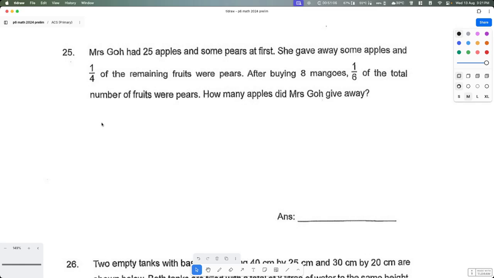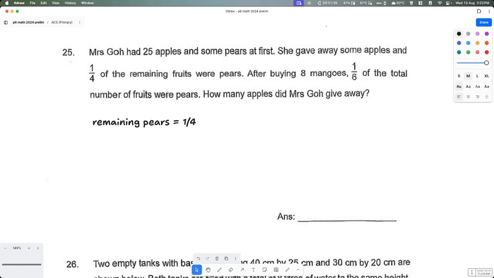So how do we solve this? First, we know that there is a change here: 1/4 of the remaining fruits were pears, and then after that they bought 8 mangoes. I know there are a lot of unknown things, but the known things are here. After buying 8 mangoes, 1/6 of the total number of fruits were pears. Okay, so over here, I'm going to write this. The remaining pears is equal to 1/4.